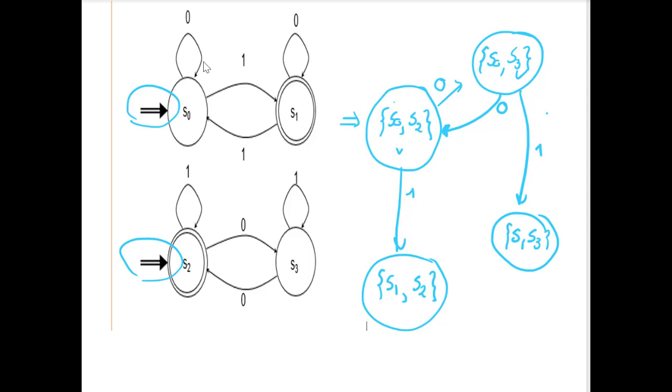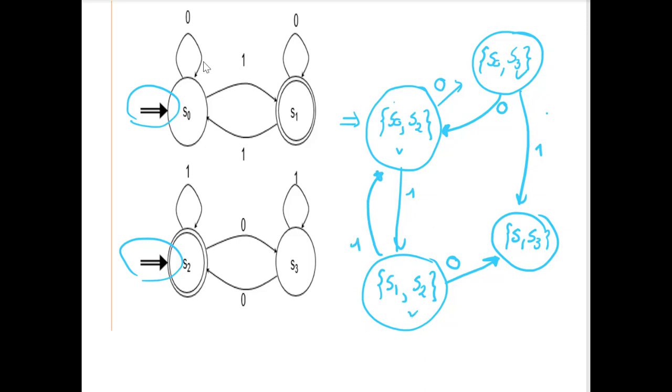So let's look at S1, S2. In S1, if we get a 0, we stay in S1, and in S2, if we get a 0, we go to S3. We have that one, 0. If we leave from S1 with a 1, we go to S0, and if we leave in S2 with a 1, we stay in S2. So we go to that state. We already have it. Done.